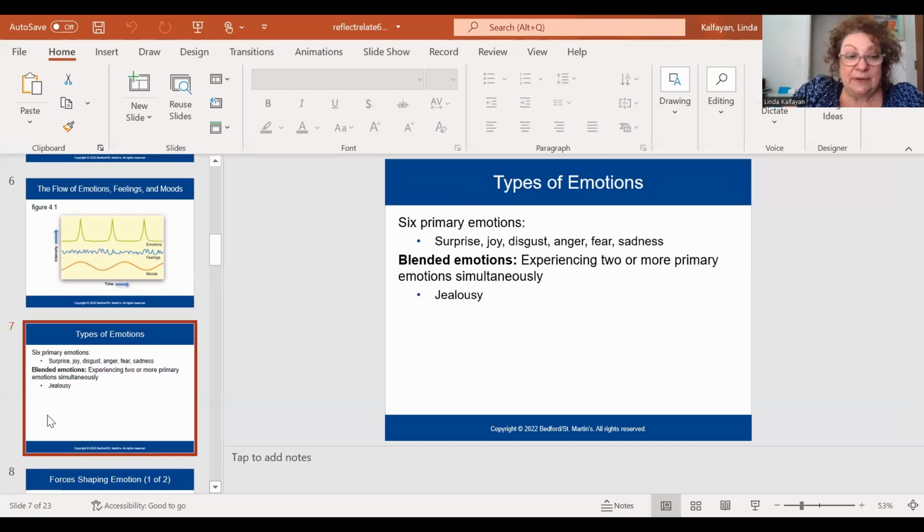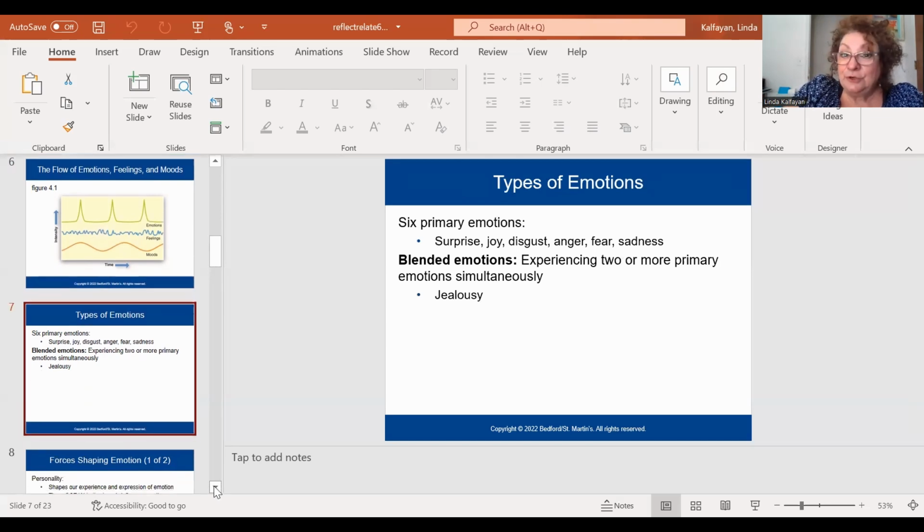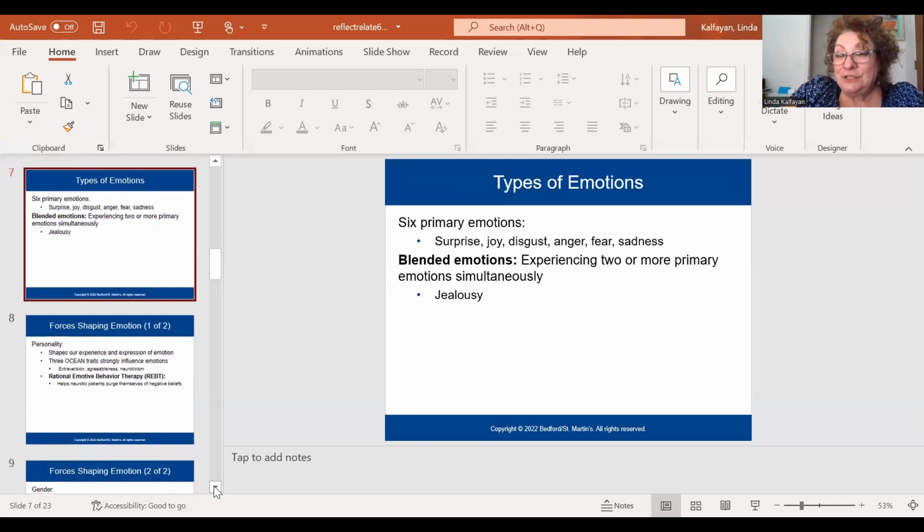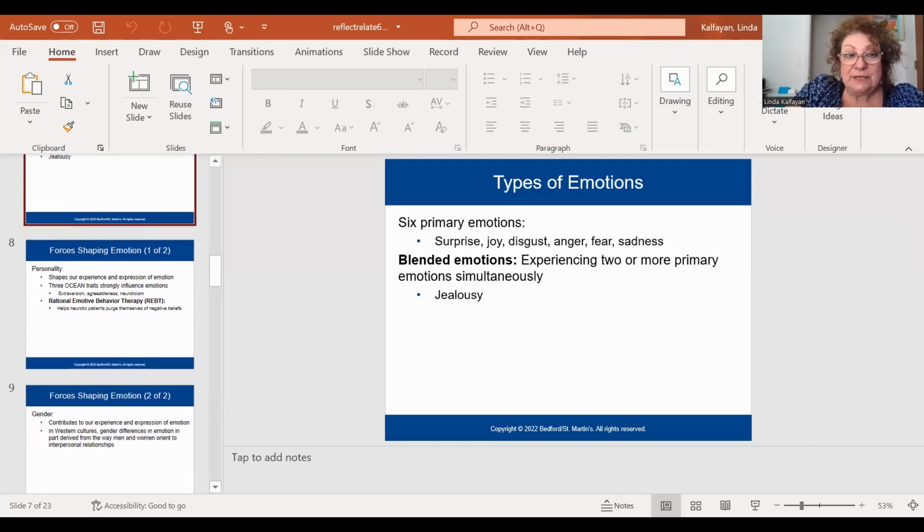There are 6 primary emotions, and they're universal: surprise, joy, disgust, anger, fear, sadness. And then we have blended emotions. If you're experiencing jealousy, it's a combination of 2 of these. So surprise and anger could make you jealous. Or fear and sadness maybe creates jealousy, a fear of losing someone and sad that you're going to lose that person.